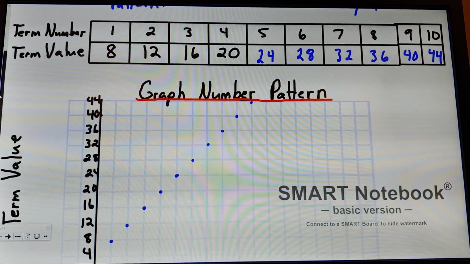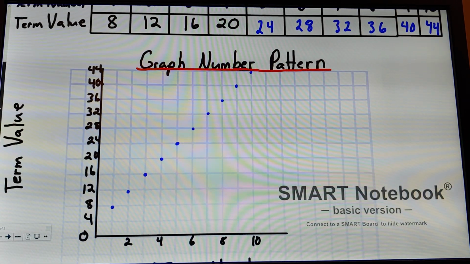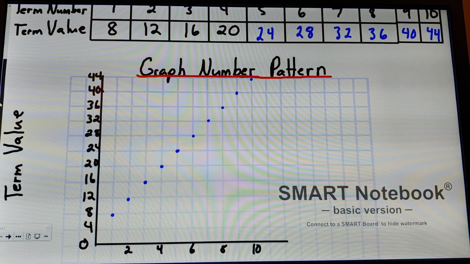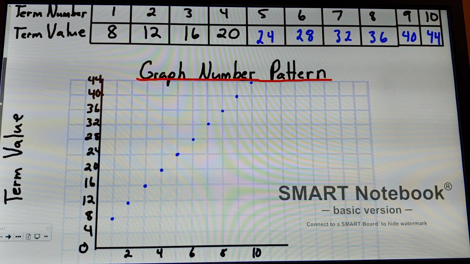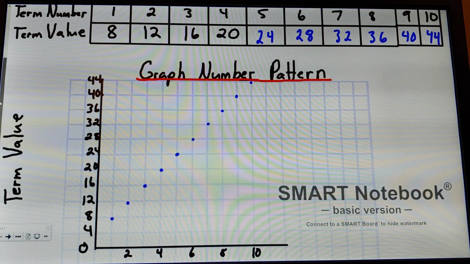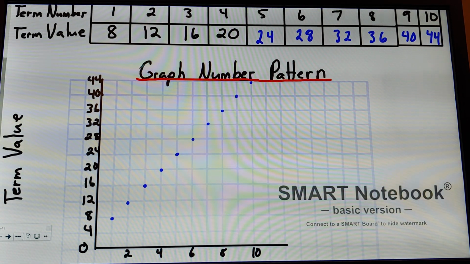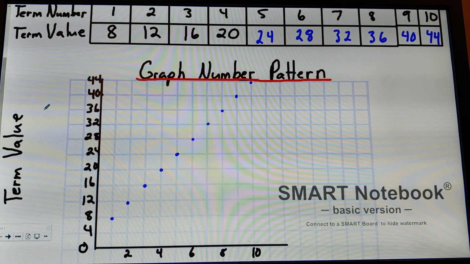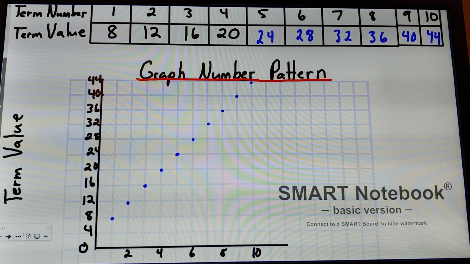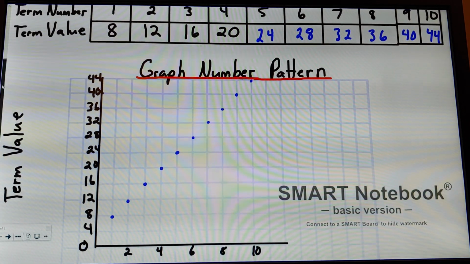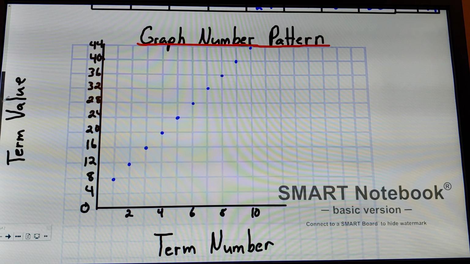The next thing they ask us to do is to graph it. So back to the graphing days. Always have a title. Always have your axes labeled. So term value, how much it's going up by. And then I gotta sneak it in. Term number along the bottom. So which number in the pattern is it?